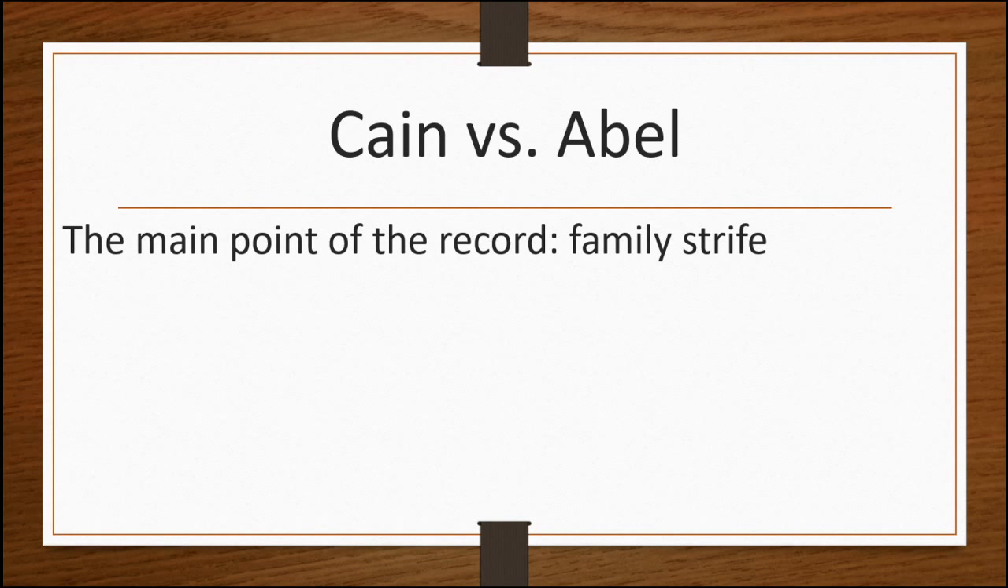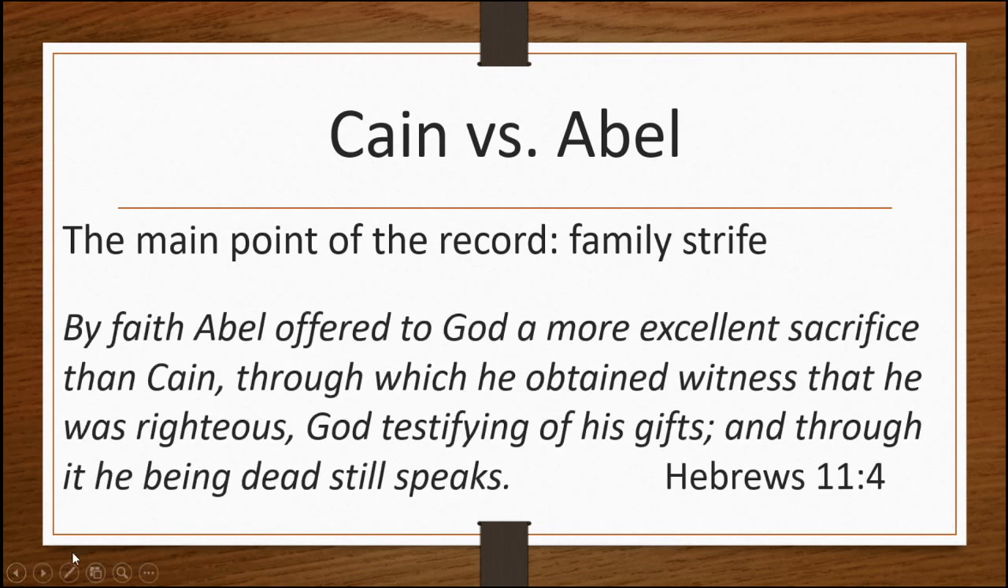The things that surround strife between close people. And the idea might be that on the one hand, we have Abel, the man who offered God the sacrifice God accepted. And then we have Cain. And there's an important statement made about this sacrifice in Hebrews chapter 11 and verse 4. It says to us that by faith Abel offered to God a more excellent sacrifice than Cain, through which he obtained witness that he was righteous, God testifying of his gifts. And through it, he, being dead, still speaks.